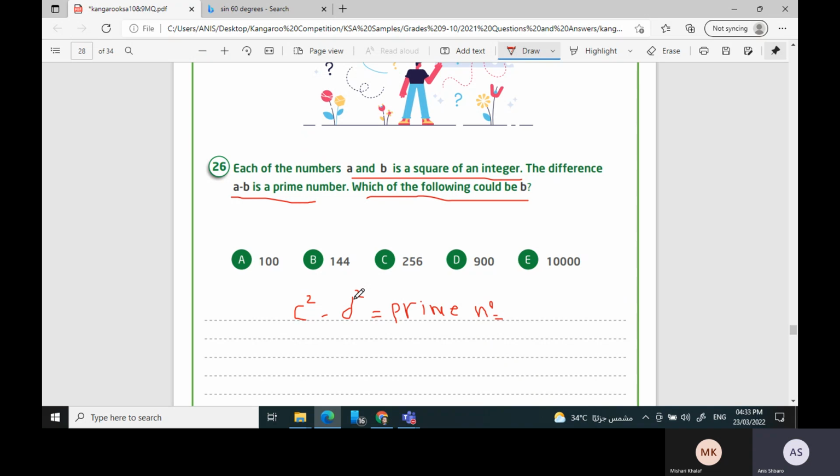C power 2, sorry. And B is equal to D power 2. I need to find this. First of all, if you make a square root for 100, it's 10, so I'm fine. B can be equal to 100, 144, 12, 256 also, 900, 10,000, which is 100. So all the choices are fine. We can add from it. Okay?